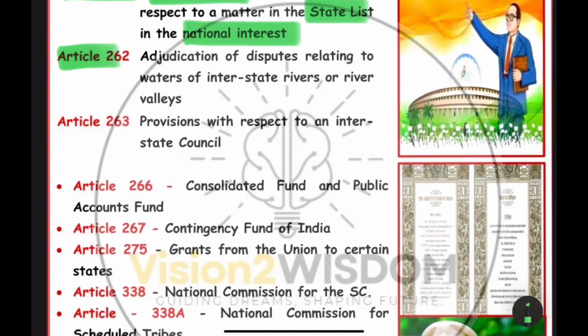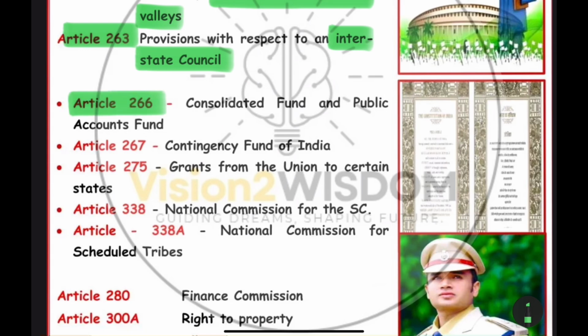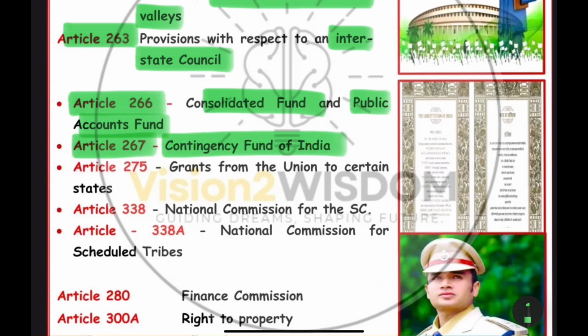Now Article 262 is about adjudicating disputes relating to water, or we can say interstate rivers and interstate valleys. If there is any conflict between two states, that will be taken care of by Article 262. Then Article 263, provision with respect to an interstate council. Article 266 is the Consolidated Fund of India and public interest funds, CF, consolidated fund. And then Article 267 is your Contingency Fund, CFI.